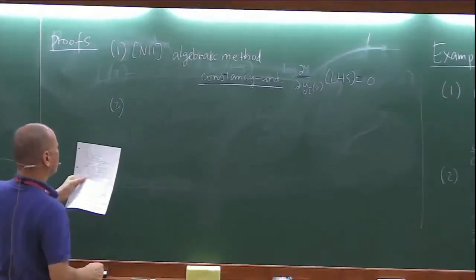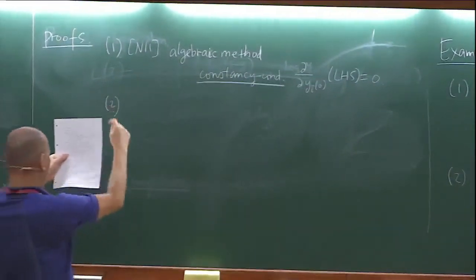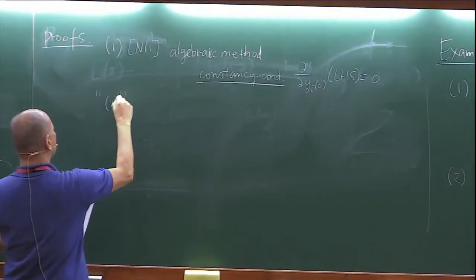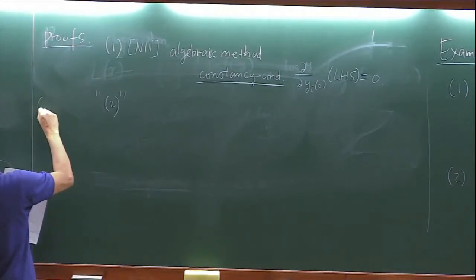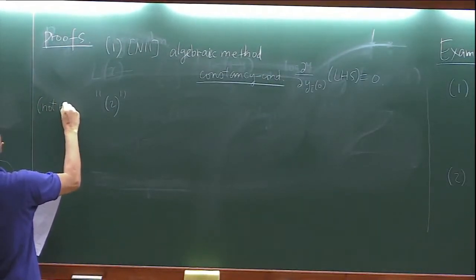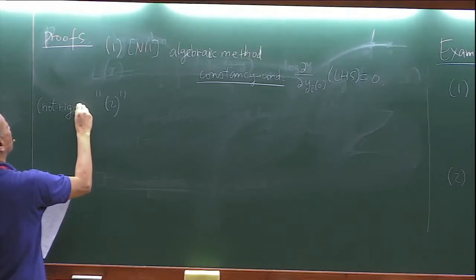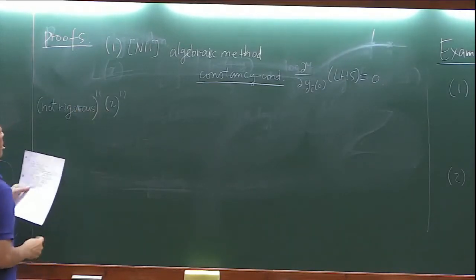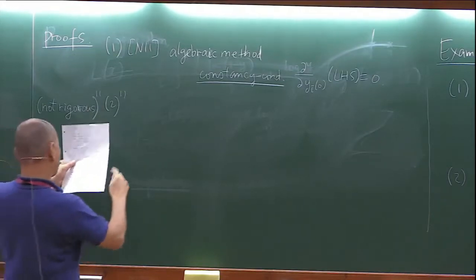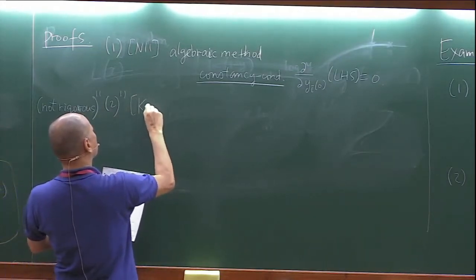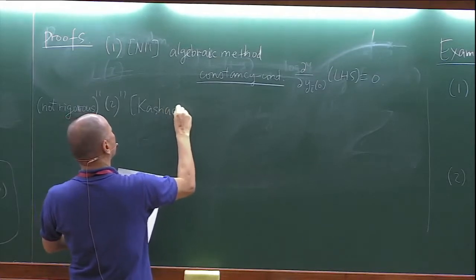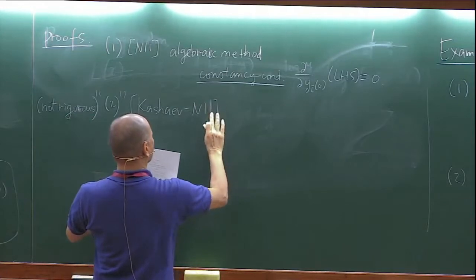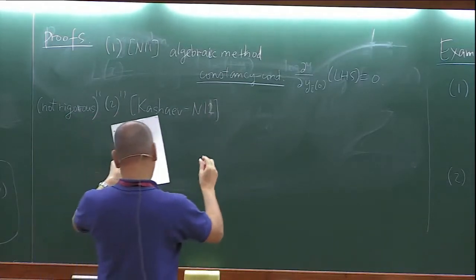I don't have time to explain this in more detail, but the second one is a kind of physicist's proof. It is not a rigorous proof, but still an illuminating proof. Well, I would say a mathematical physics proof. This was due to Kashaev and myself.